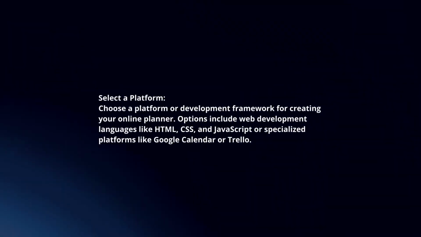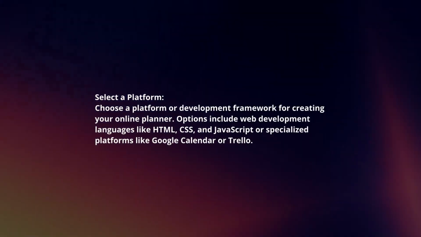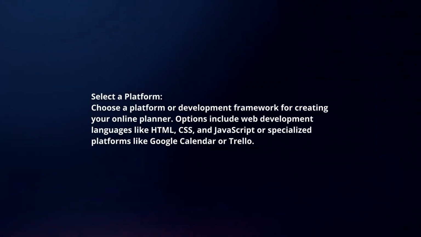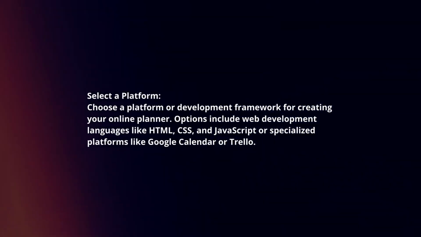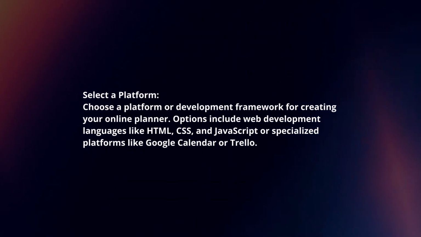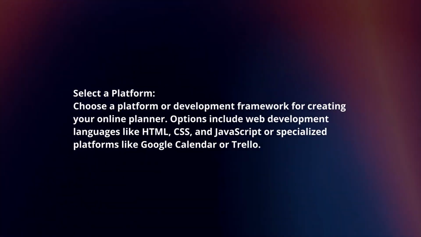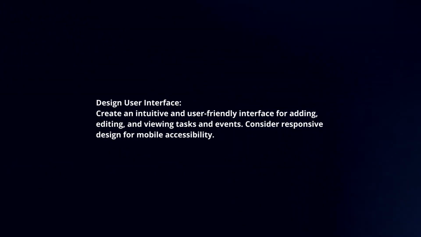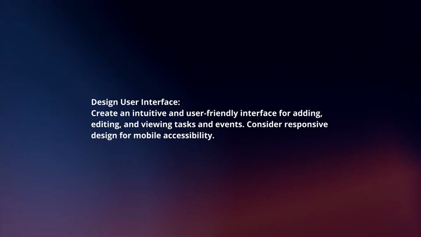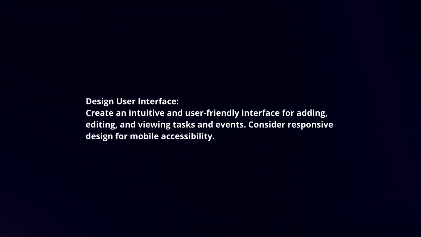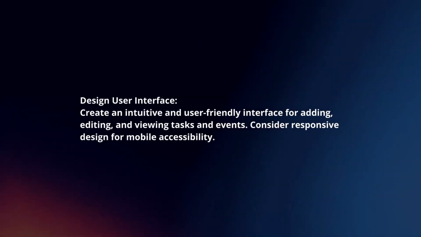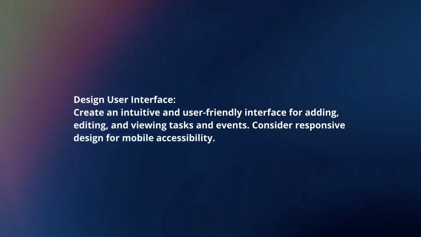Select a platform. Choose a platform or development framework for creating your online planner. Options include web development languages like HTML, CSS, and JavaScript, or specialized platforms like Google Calendar or Trello. Design user interface. Create an intuitive and user-friendly interface for adding, editing, and viewing tasks and events. Consider responsive design for mobile accessibility.